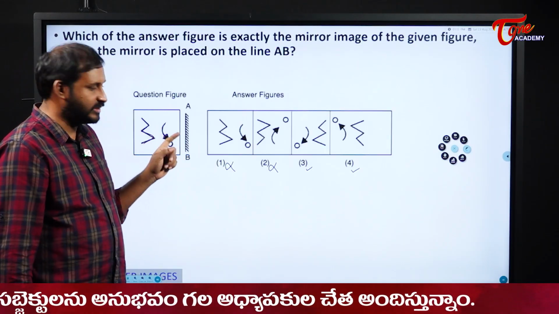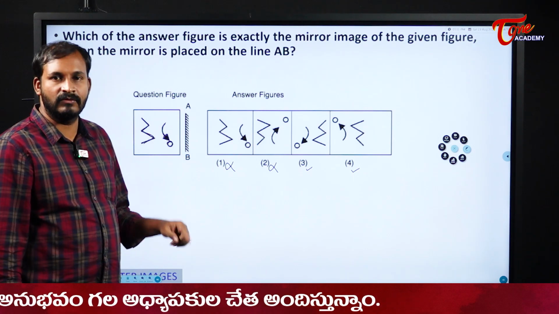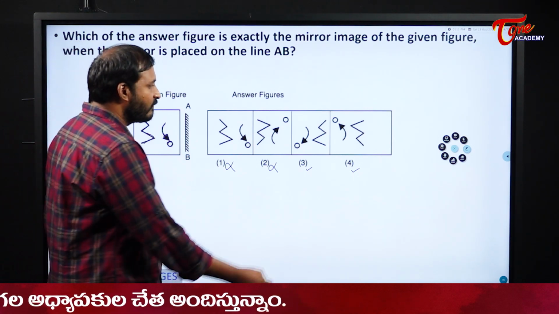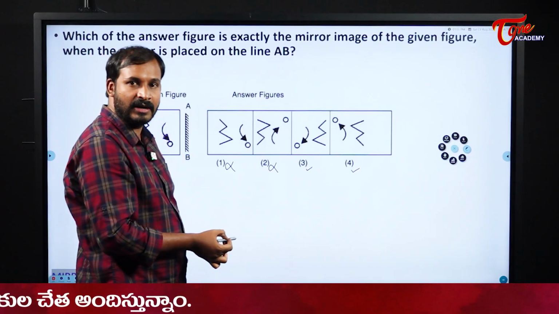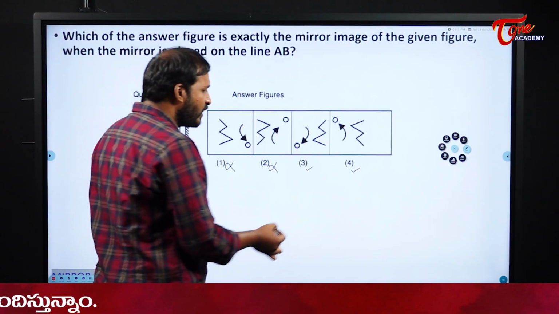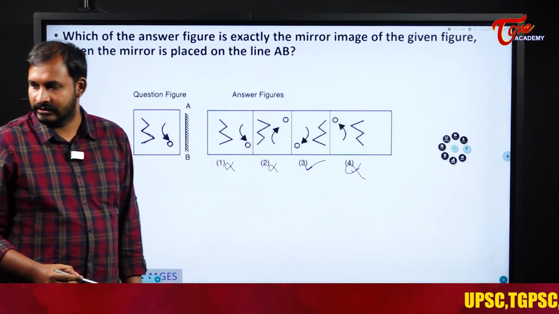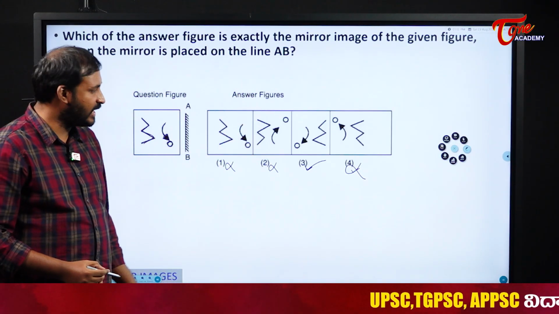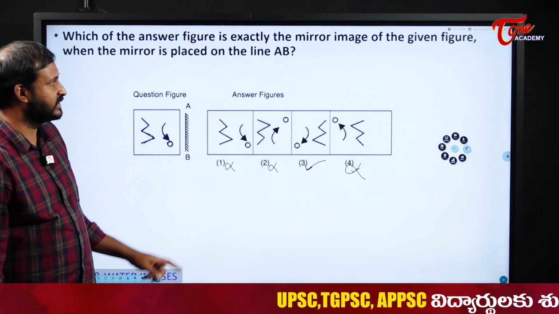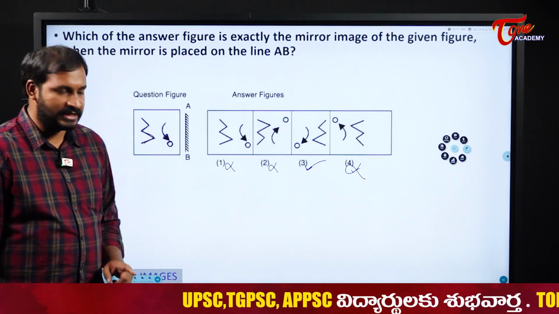So it will not be changed. So the arrow should point downward and it should be touched with a circle. But what is happening here? The arrow is pointing upward, right? The arrow is pointing upward, so this one has gone wrong. So our answer here becomes option 3, and that will be the final answer for us here.